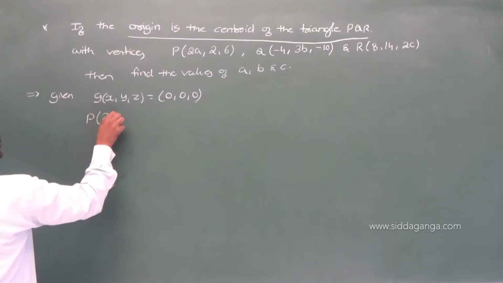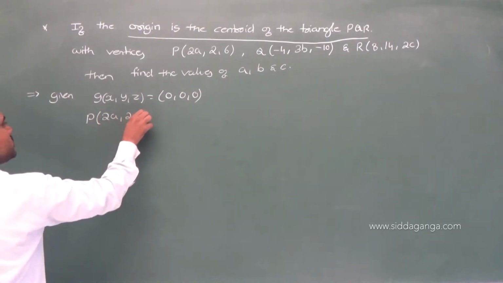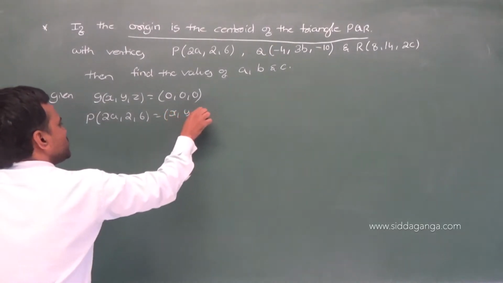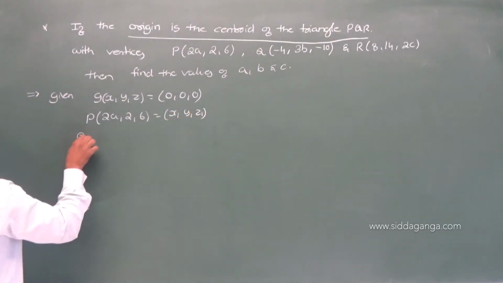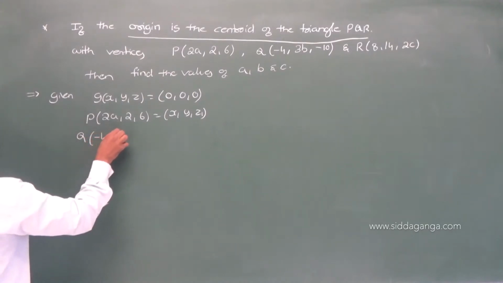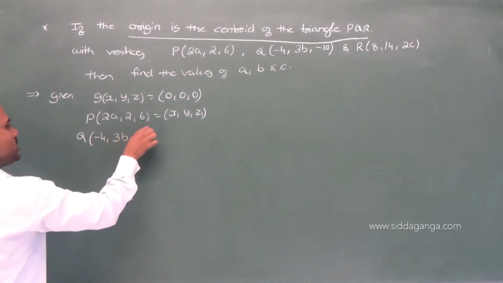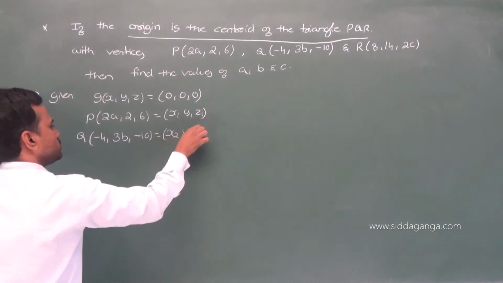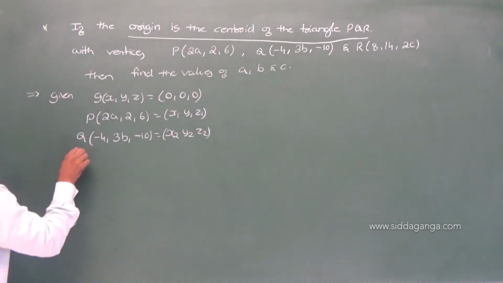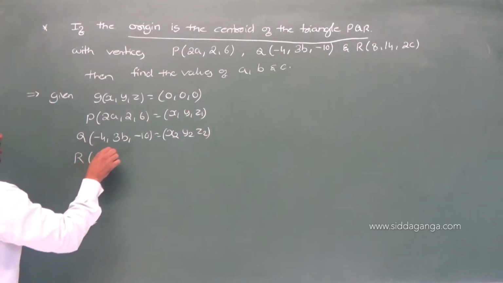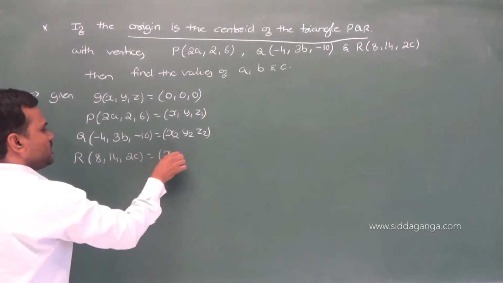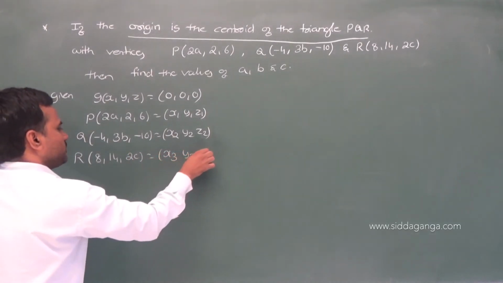P of 2a, 2, 6. This is nothing but we write as x1, y1, z1. Then Q of minus 4, 3b, minus 10. That we write as x2, y2, z2. And lastly R of 8, 14, 2c. That we can write as x3, y3, z3.